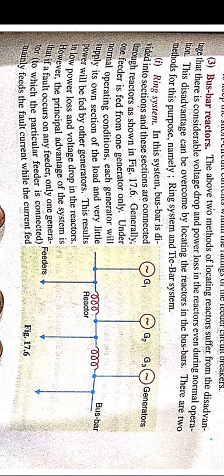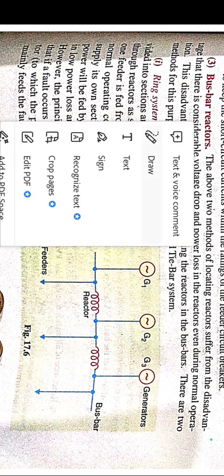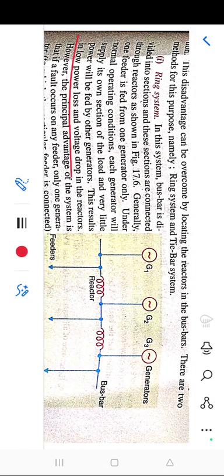In the ring system, the busbar is divided into sections and these sections are connected through reactors. Generally, one feeder is fed from one generator only. Under normal operating conditions, each generator will supply its own section of the load and very little power will be fed by other generators. This results in low power loss and voltage drop in the reactor.